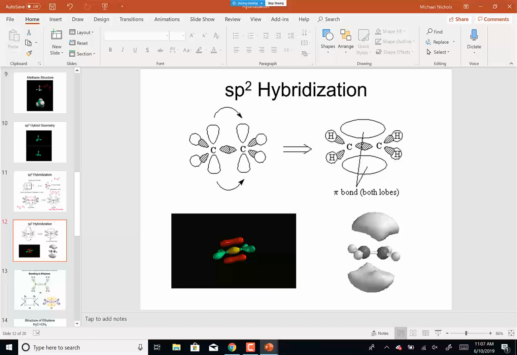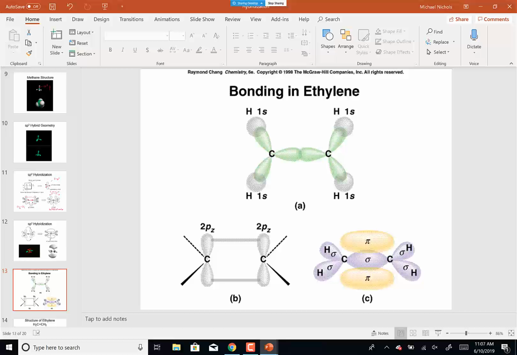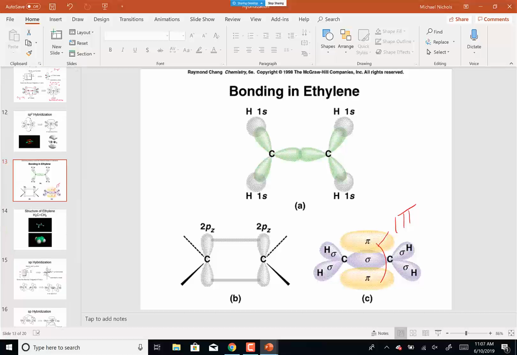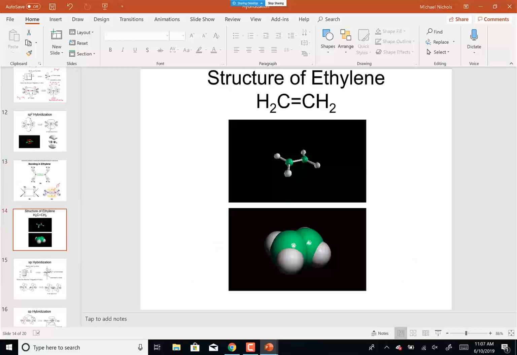So there's sp2. Here's a couple more viewpoints of that with the sigma and the pi bonds. Again, both of these lobes are one pi bond. Okay. All right, and there's the third viewpoint. It's flat. A carbon-carbon double bond is flat, or planar.